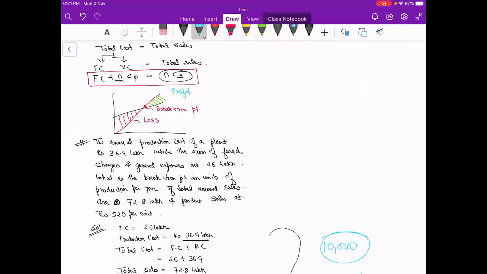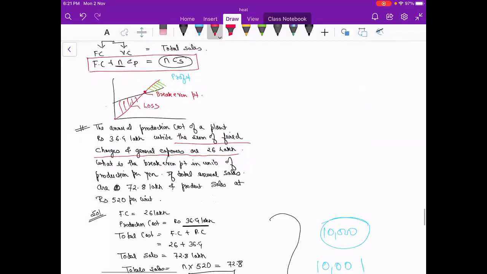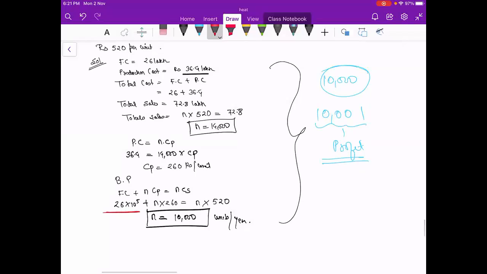Yeah, it is written directly, no? The sum of fixed charges and general expenses is 26 lakh. So it means it is a fixed charge. They have given 26. How will it be a variable cost? It is given as fixed charges and some general expenses. General expenses can be the transportation cost while you are transferring equipment from one point to another. It is not specified, but it is given with the fixed cost. So why would you take it with the variable cost? Unnecessary.